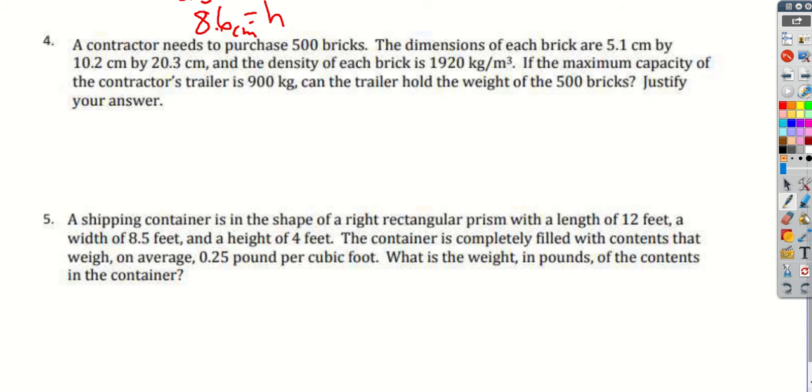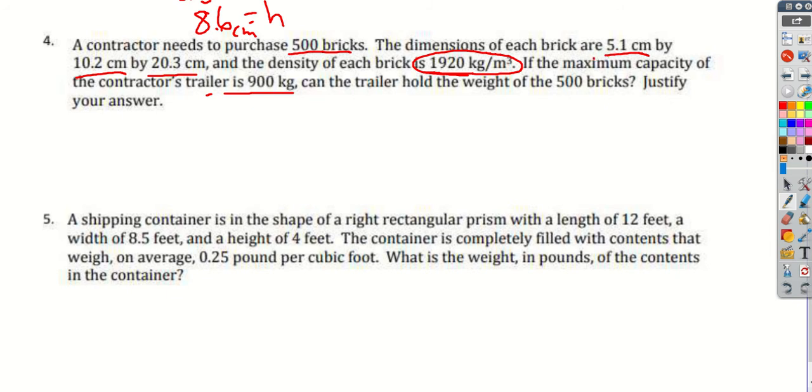Number 4, we did this one in class, but we'll walk through it again. So I want to purchase 500 bricks. The dimensions of the bricks are given in centimeters. We talked about that problem. The density is given in kilograms per meters cubed. And I want to know if my trailer can hold 900 kilograms, can I hold the weight of the 500 bricks? So we notice that we're in the wrong units. We want to be in meters and we're in centimeters. So I have to divide by 100 to figure out what this becomes.